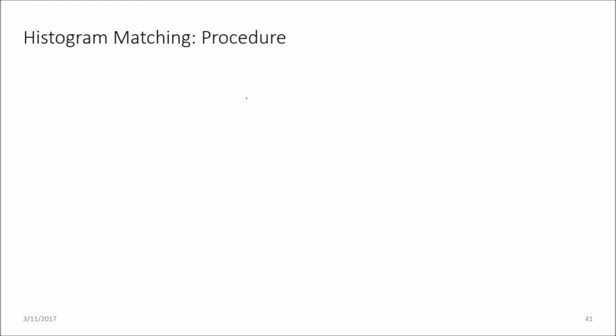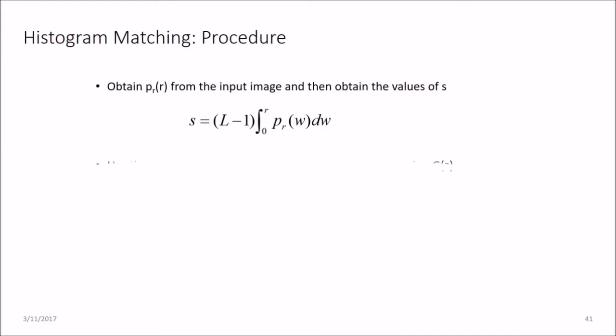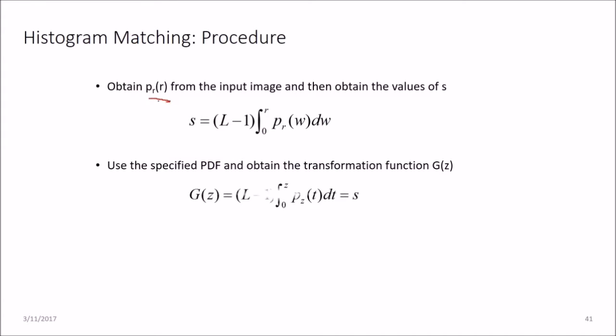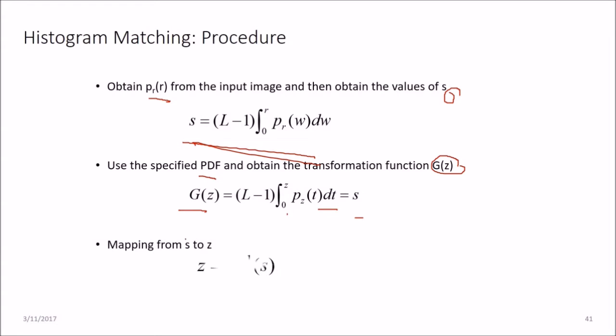So what is the procedure of histogram matching? First we obtain the PR(R) from the input image and then obtain the value of S. How? This is the expression which we are using. Then we use the specified probability density function and obtain the transformation function G(Z). How? G(Z) is L minus 1, now 0 to Z, not 0 to R but 0 to Z, PZ(T) dt, and that will be S. Then we map from S to Z. Why have we taken the inverse? Because we want to map it from S to Z.